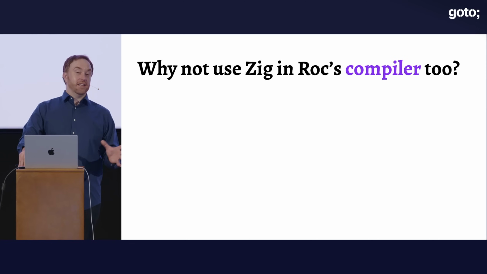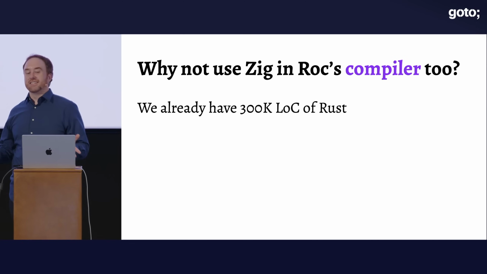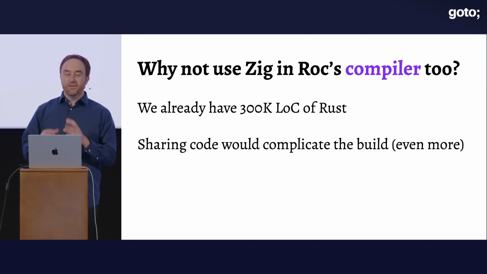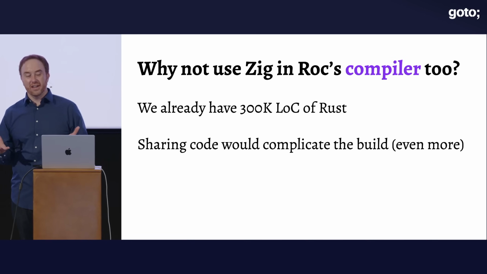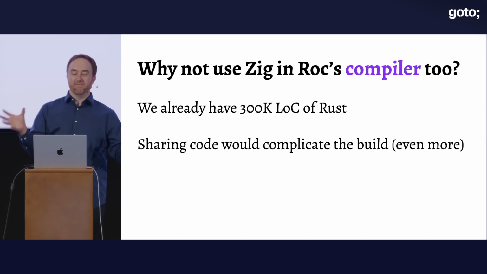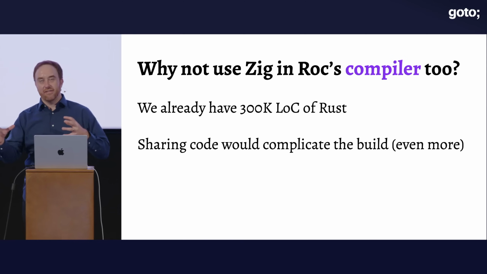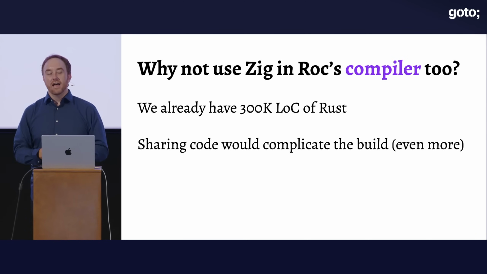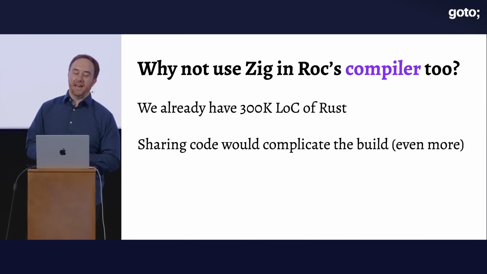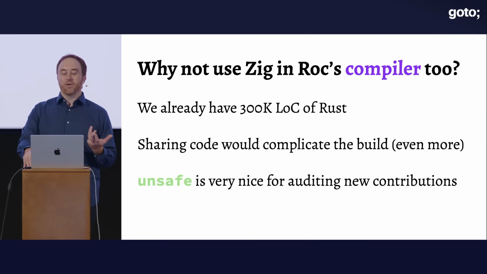Having said that, it's also the case that we already have 300,000 lines of Rust code, and introducing the two would complicate the build even more than it already is. We've got a lot of stuff going on with these built-ins and bitcode files and whatnot. Having to do shared type definitions across the two, especially if we're generating that, is a significant overhead, and we didn't think that was necessarily worth it in our case.